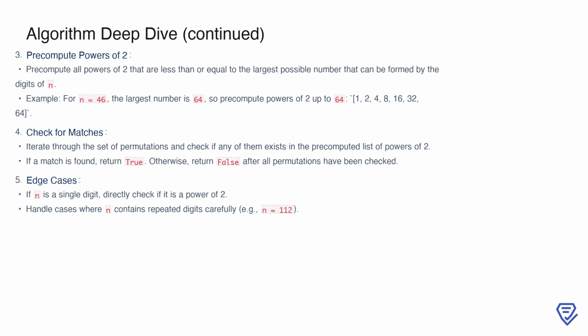64. With this pre-computed list, we now iterate through each permutation of the digits of n and check if it exists in our list of powers of 2. If a match is found, we return true. If no matches are found after examining all permutations, we return false. We also need to handle edge cases, such as when n is a single digit. In such cases, we can directly check if the digit itself is a power of 2. Additionally, we must carefully handle numbers with repeated digits, such as 112, to avoid redundant calculations.